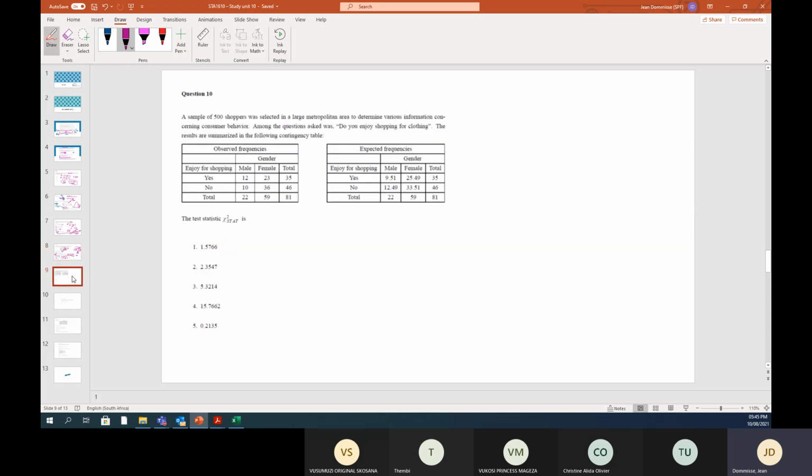Okay, so let's look at the next question. So what I've done here is basically to say, and what I will do is I will just bring in my spreadsheet here as well. So this is quite interesting. A sample of 500 shoppers was selected in a large metropolitan area to determine various information concerning consumer behavior. One of the questions asked: do you enjoy shopping for clothing? And this was the result.